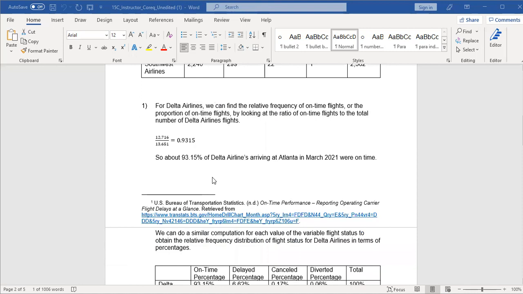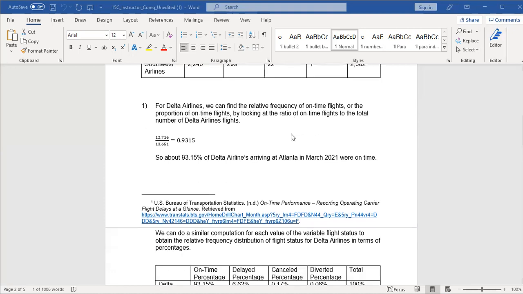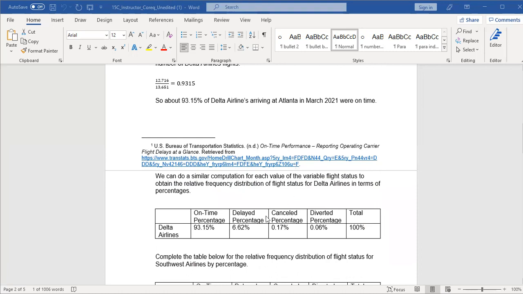We can actually do the same thing for the rest of the flight statuses. So you can see the percentage for delayed, and the same for canceled and diverted. Every time you take that number and divide it by the total Delta Airlines flights. So for the delays, we'll take 904 and divide it by the total for Delta Airlines. We're going to do the same thing for canceled and diverted.